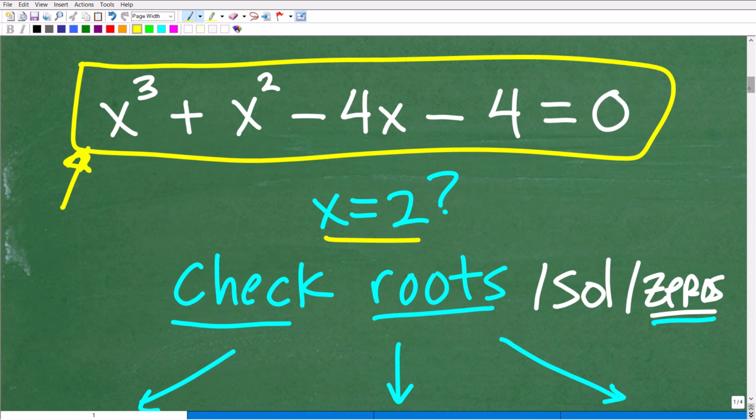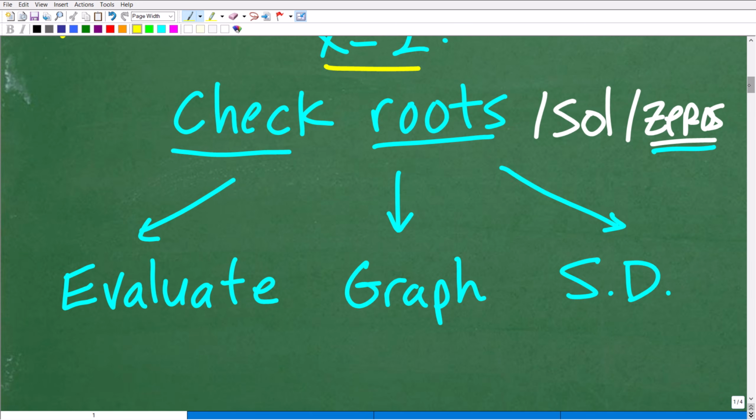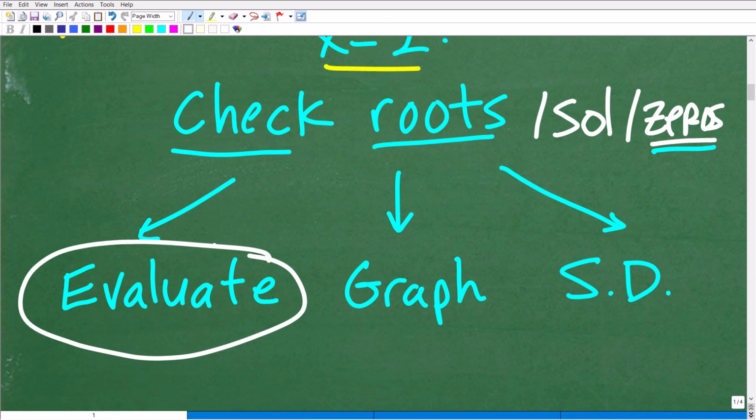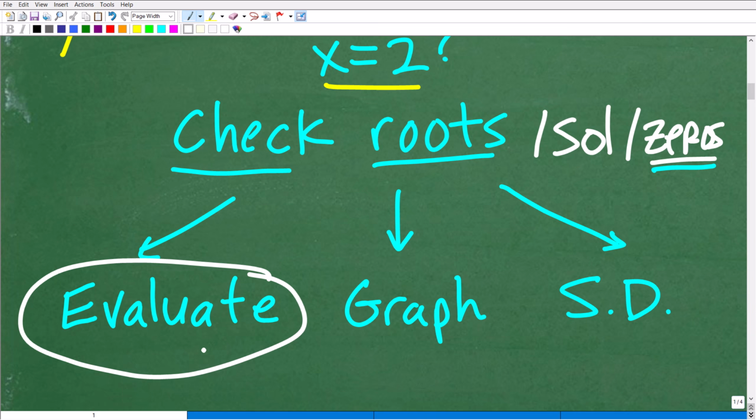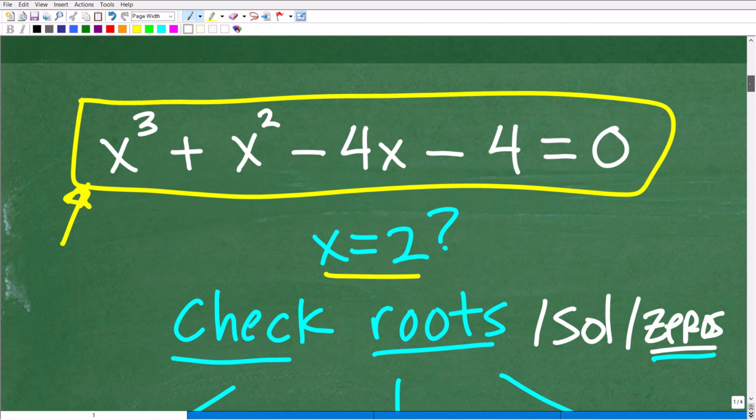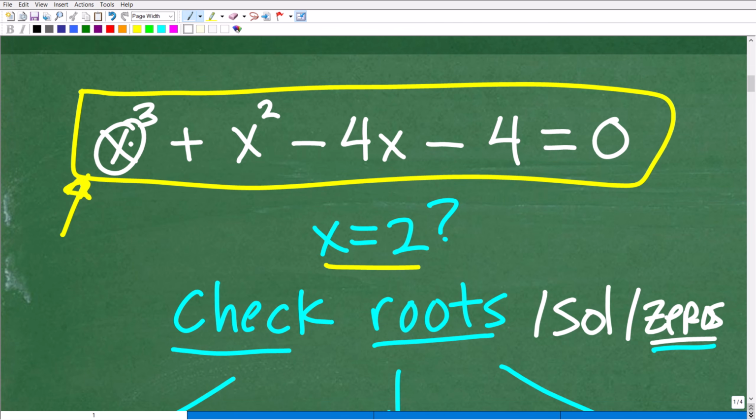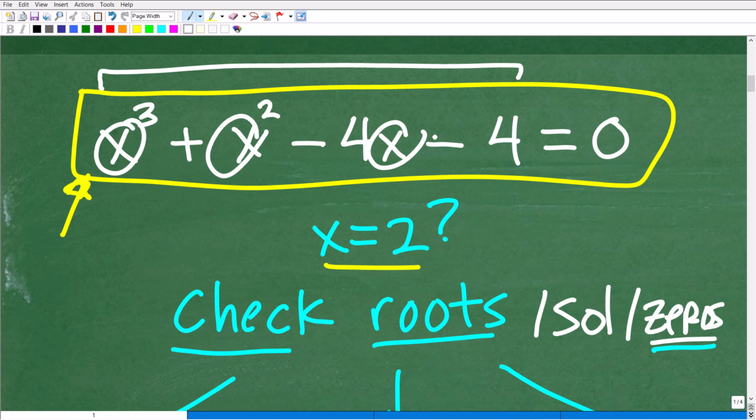So that is one technique, but there are some other techniques that are easier and more direct to check whether a number is in fact a root of a polynomial equation. So the first way you could do that is to evaluate that particular root. In other words, you could just plug in this number 2 for these x's right here, and then clean up this side and see if it's equal to 0.